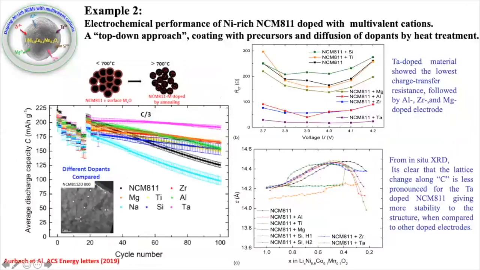I'll show you another example. The next example relates to here, we take different cations. We take the compounds in ethanol solution. So we can have organic salts of the compounds. So we evaporate the solution containing the dopant compound. So we have now the coating on the surface. And now by heat treatment, we can force diffusion of dopants inside. And now we can do a nearly combinatorial study with several dopants like zirconium, magnesium, titanium, aluminum, sodium, silicon, tantalum.